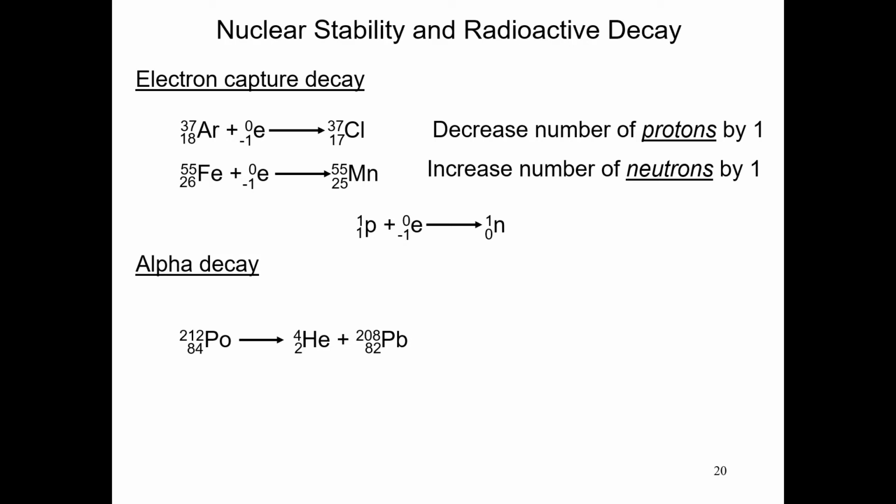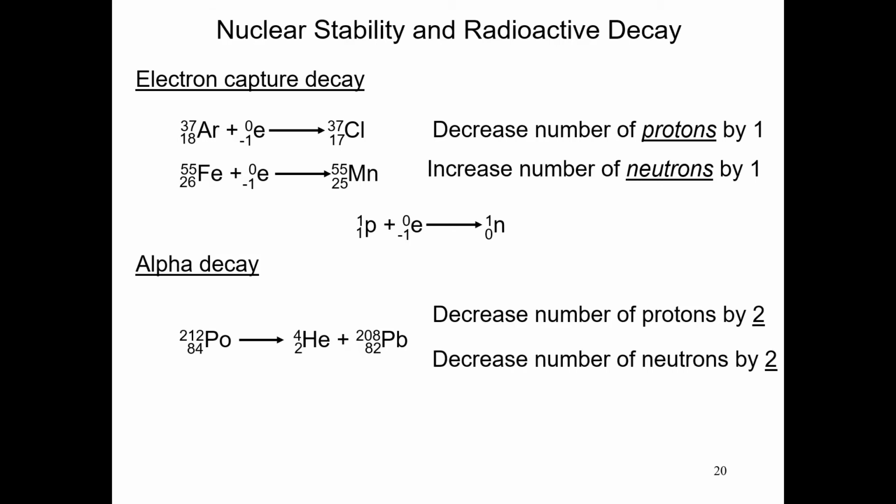But again, we can do the same kind of analysis and look at the value of A and the value of Z. We can see that on the bottom, polonium going to lead means that you decrease the number of protons by 2, and looking at the mass number, similarly, you decrease the number of neutrons by 2. Well, that's exactly what a helium nucleus is.